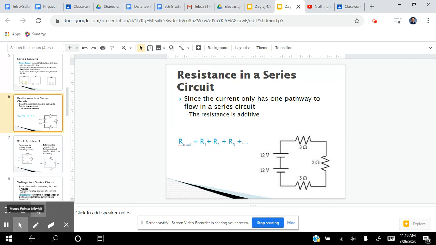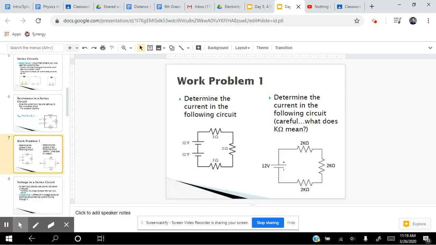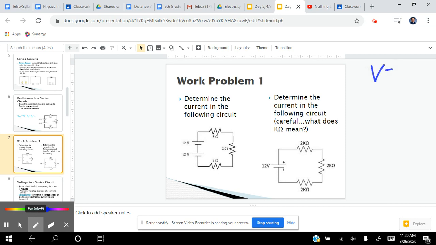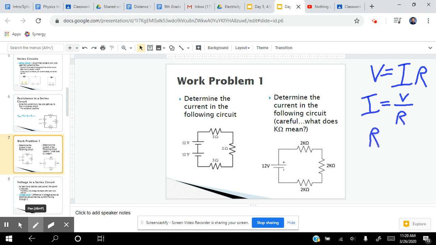All right, moving on, let's take a look at how we would determine the current flowing through the circuit. For a lot of these problems, you're going to have to use Ohm's law. And Ohm's law, we said, is V equals IR, right? And if you want to help yourself out, you can go ahead and solve for each one of those, if that helps you. So if I wanted to solve for I, you're going to have V divided by R. Solve for R, V divided by I.